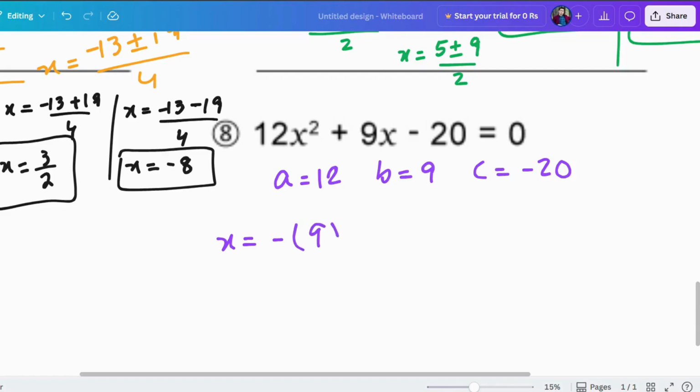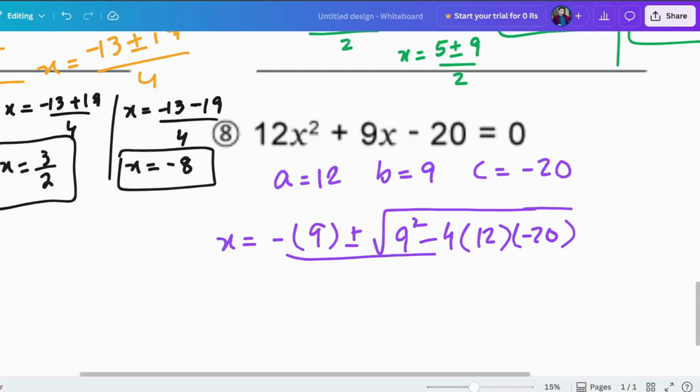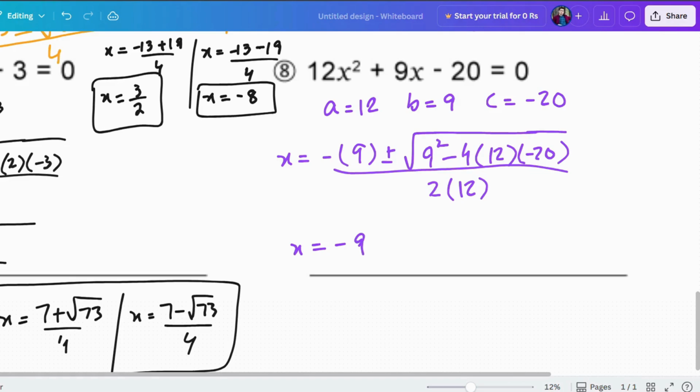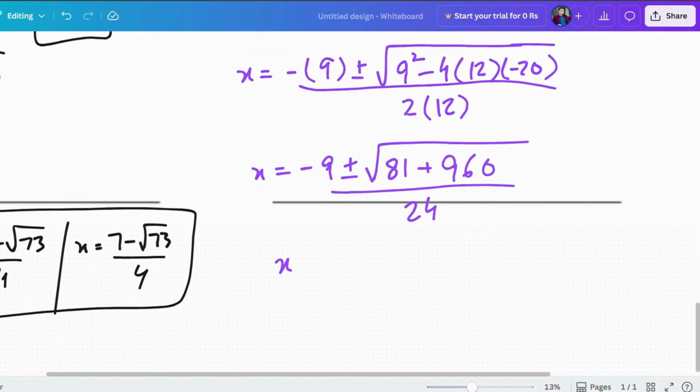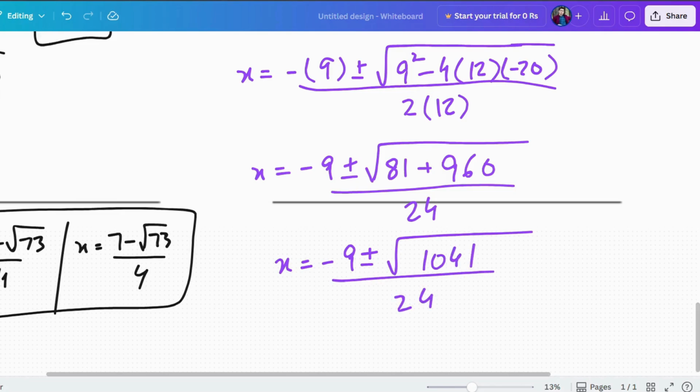Minus b is minus 9, plus minus radical b squared, which is 9 squared, minus 4ac, and all of it divided by 2a, which is 2 times 12. So x equals minus 9, plus minus radical, 9 squared is 81, minus minus plus. So 4 times 12 times 20, that's equivalent to 960, divided by 12 times 2 is 24. So x equals minus 9 plus minus radical 960 plus 81 is 1041 over 24.